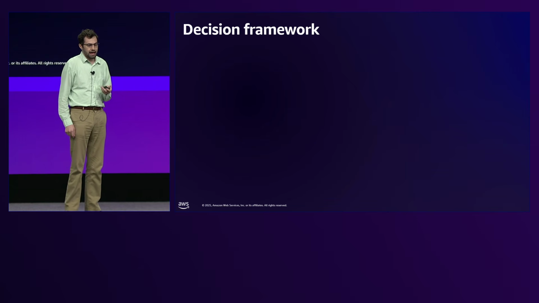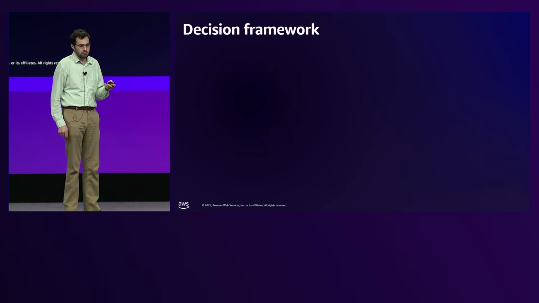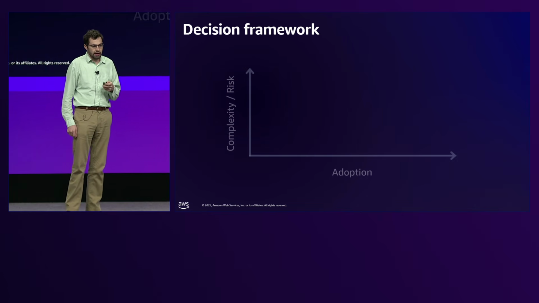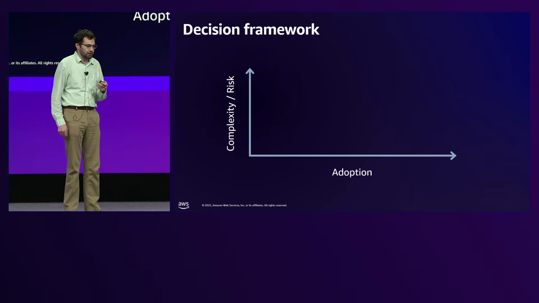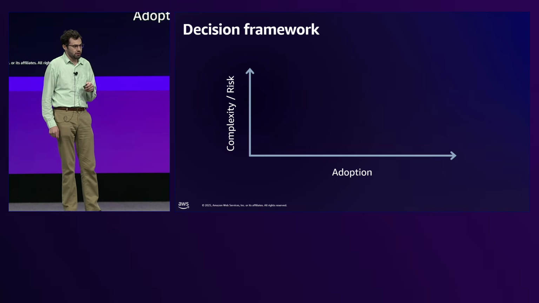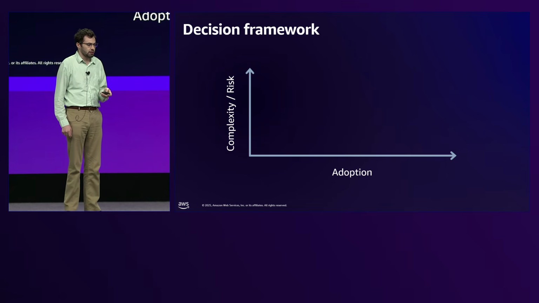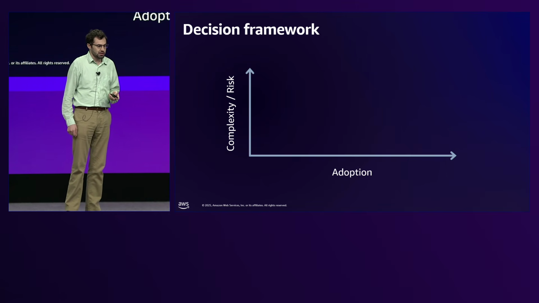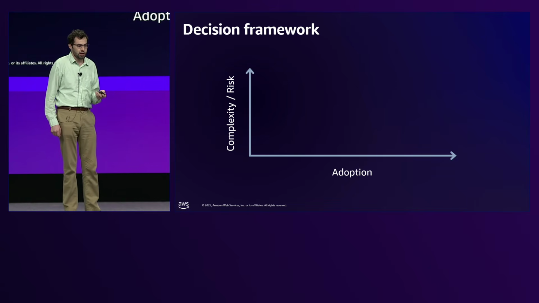So the natural question you might have is, okay, with all the different places you can implement controls, how do you decide on the approach? The way I think about this is on two dimensions. On the bottom, we have the adoption of the service or feature that you're thinking about making a change to, and on the y-axis, we think about the increase in complexity or risk that's associated with making that change.